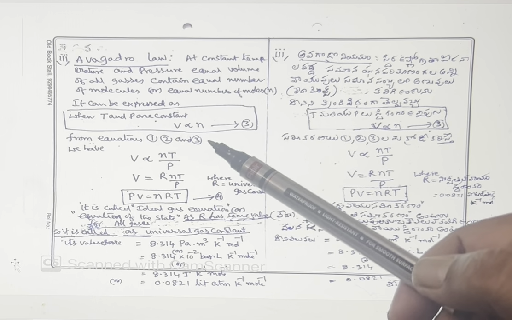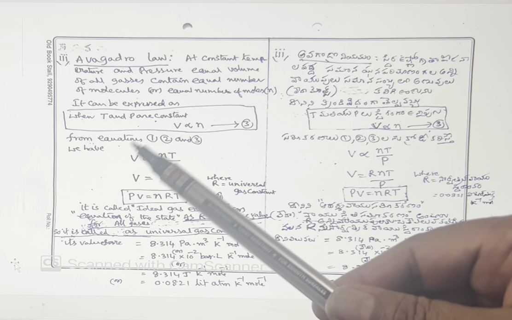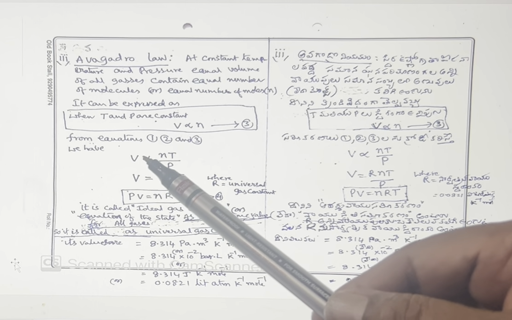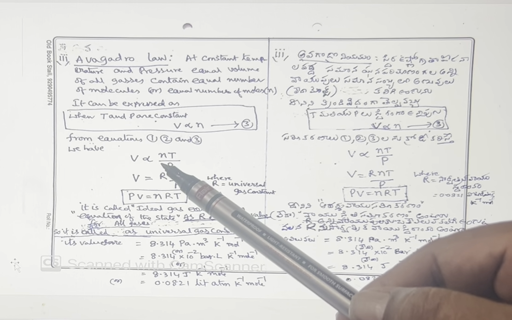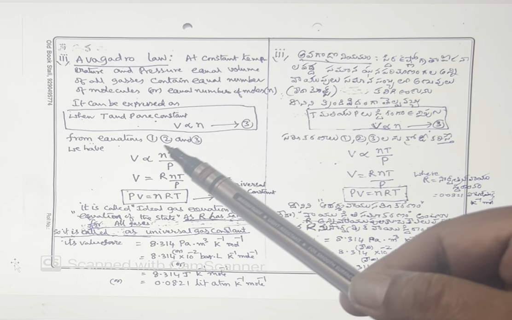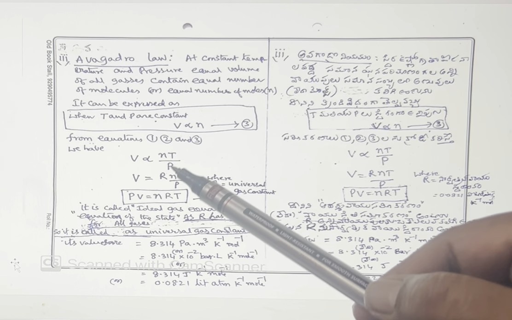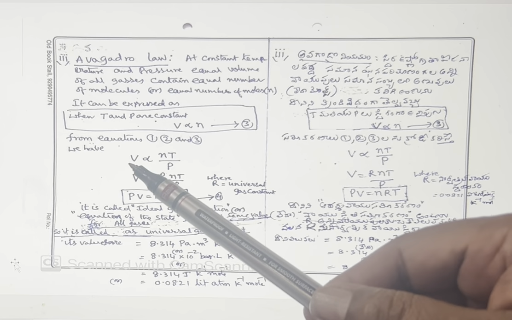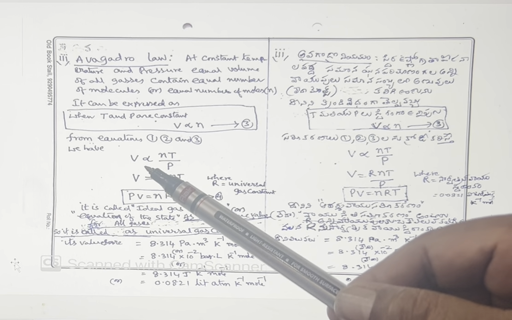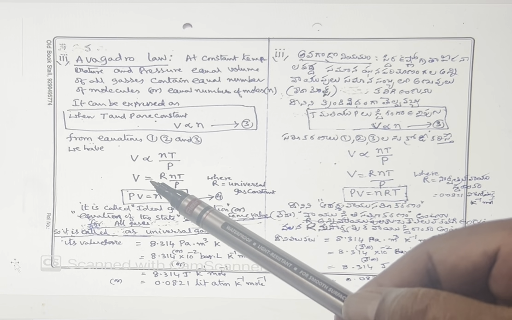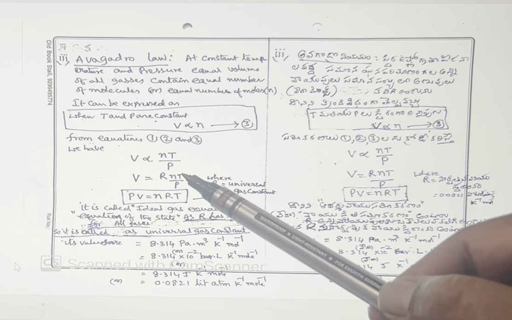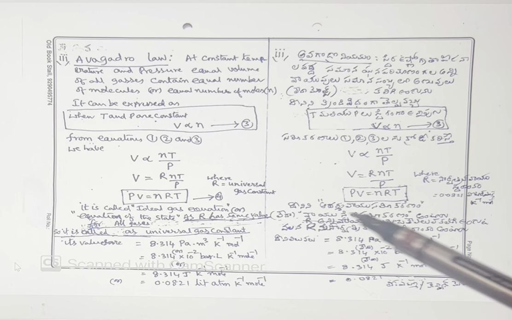By combining these three equations 1, 2, 3, we have V directly proportional to n, directly proportional to T, and inversely proportional to P. So the product nT by P is also directly proportional to V, or V is directly proportional to nT by P. To remove the proportionality, we multiply with a constant R. V is equal to RnT by P. R is called the universal gas constant.